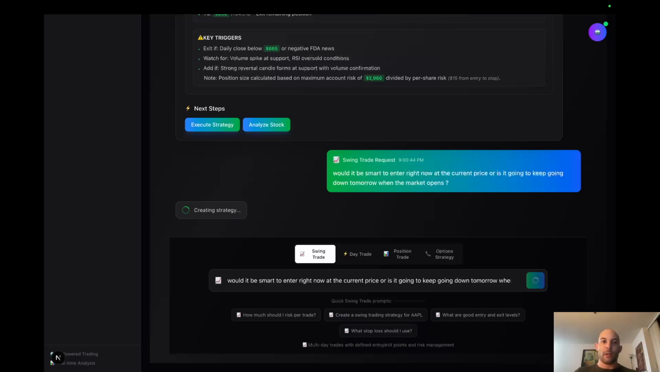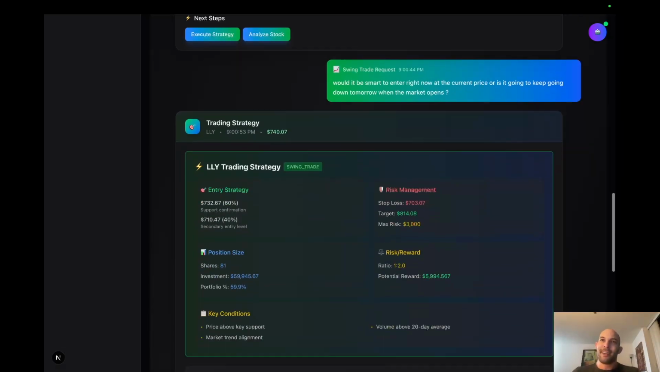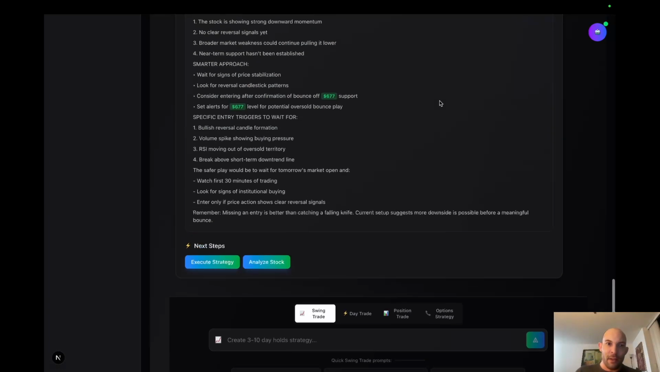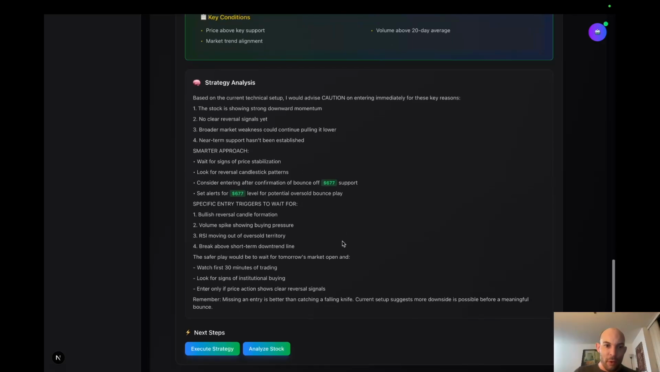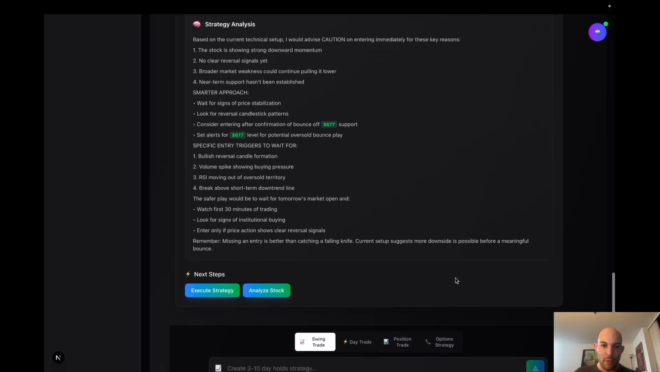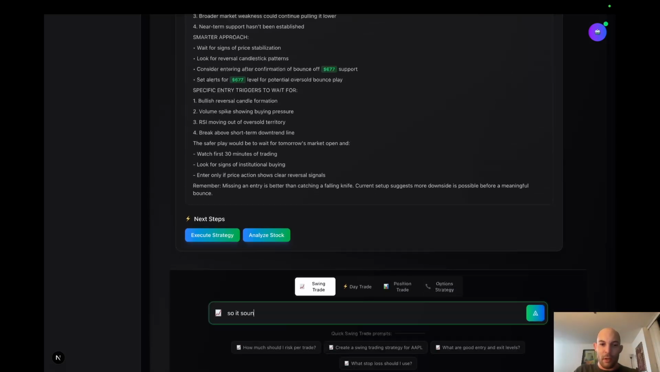Earlier I did a test like this and it was like, do not buy this. Okay, let's see. Based on my current technical setup, I would advise caution. No clear reversal signs yet. Wait for signals of price to stabilize, bullish reversal candle formation. Okay, so it sounds like it will go down some more.